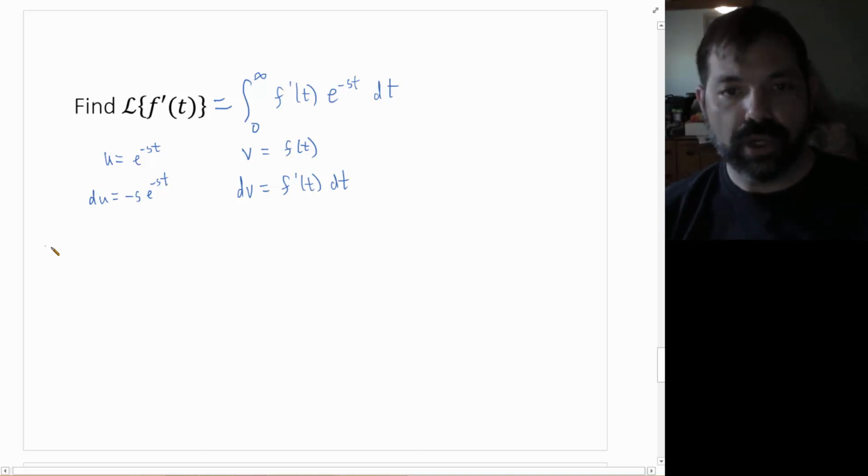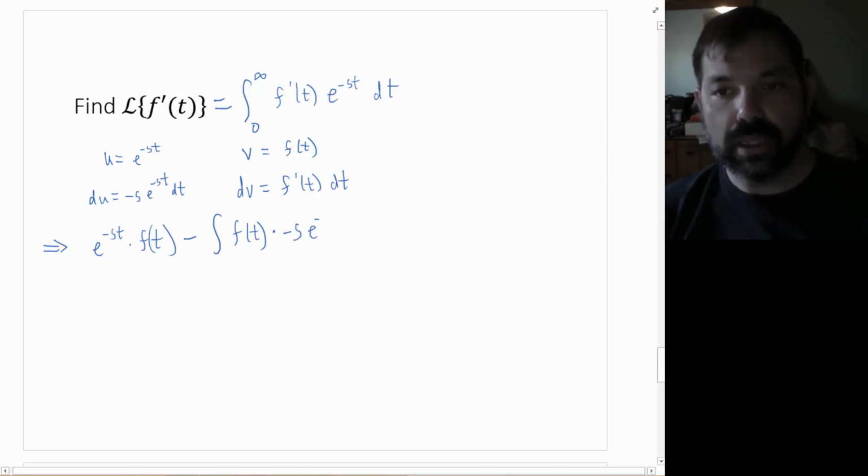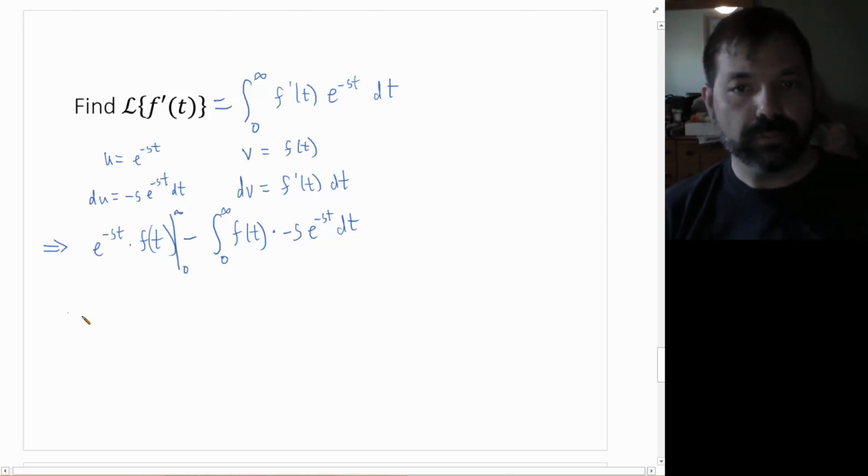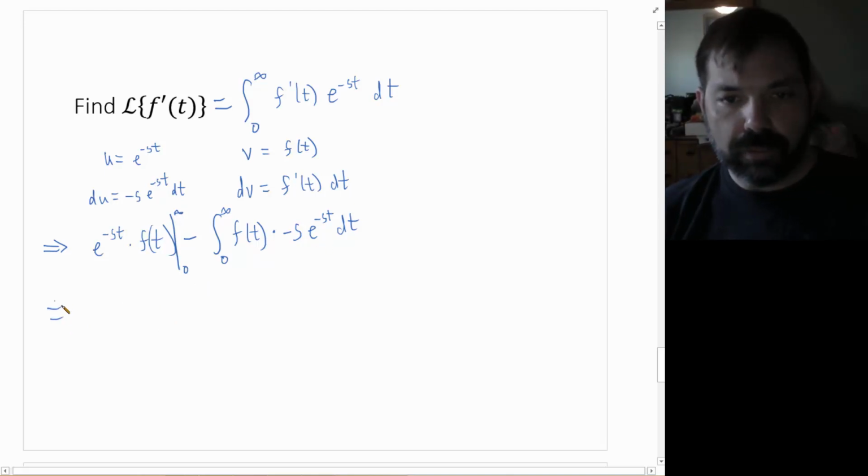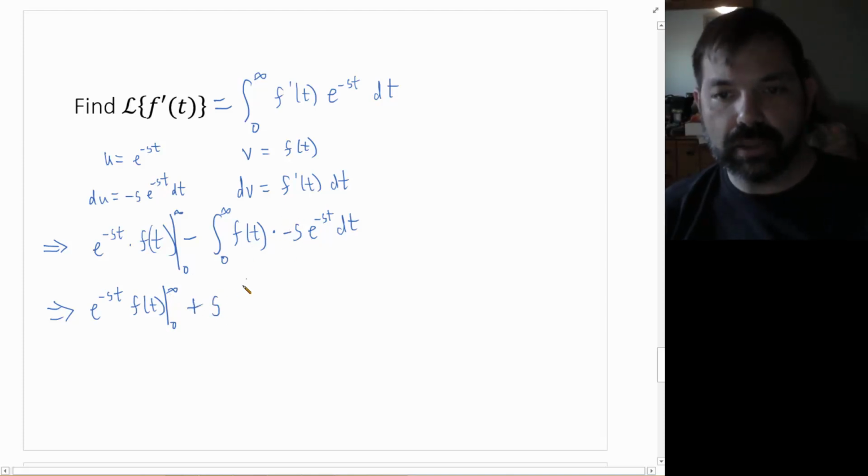Applying integration by parts then, this would be equal to uv, e to the negative st times f of t, minus the integral of v du, minus the integral of f of t, that should be a dt there, times negative s e to the negative st dt. And this would be from 0 to infinity, and this would be from 0 to infinity. Now let's clean this up a little bit. So then this is e to the negative st times f of t from 0 to infinity. And notice now I can bring this s outside the integral, so that's plus s times the integral from 0 to infinity of f of t e to the negative st dt.